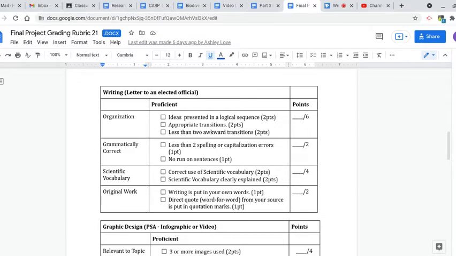Your letter needs to be grammatically correct. You're writing to an elected official. They don't have a lot of time. You're asking them to do something. If you are asking someone to do something, you need to have good grammar. So less than 2 spelling or capitalization errors, no run-on sentences.